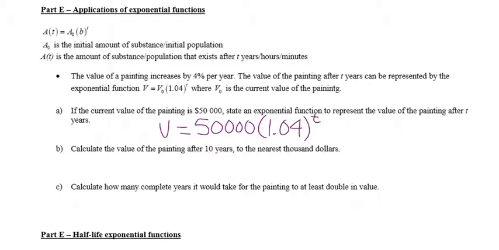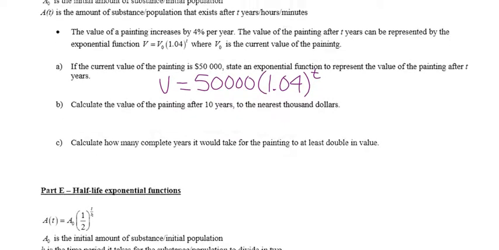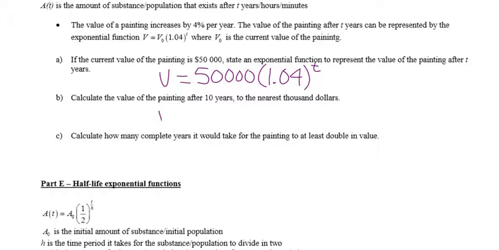All we're going to do is put that initial value, 50,000, in for V naught, or V sub 0, the initial value. Calculate the value of the painting after 10 years to the nearest $1,000. Okay, so calculate means we're going to work this out on the calculator. So after 10 years, what's T? 10.